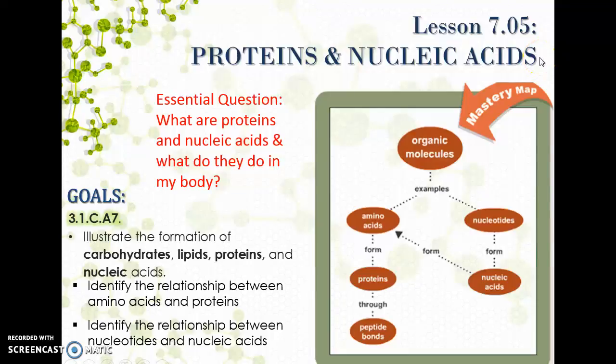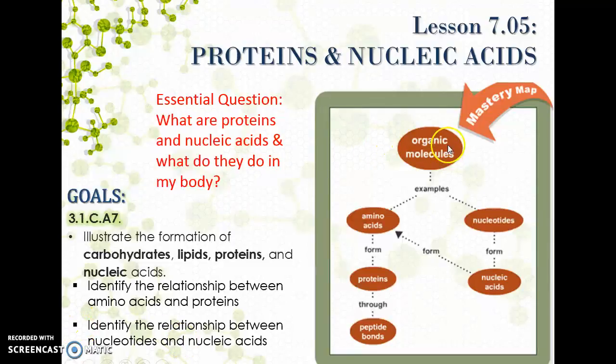Welcome to Lesson 7.05 on proteins and nucleic acids. Our essential question for today is, what are proteins and nucleic acids and what do they do in my body? In our goals, we want to be able to illustrate the formation of carbohydrates, lipids, proteins, and nucleic acids, identify the relationship between amino acids and proteins, and identify the relationship between nucleotides and nucleic acids.